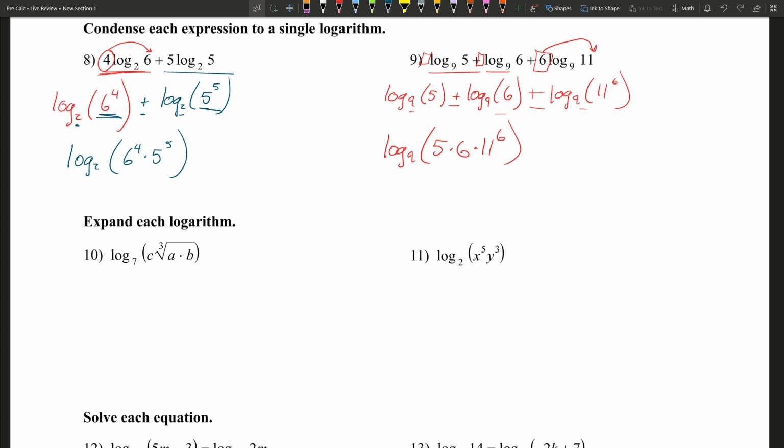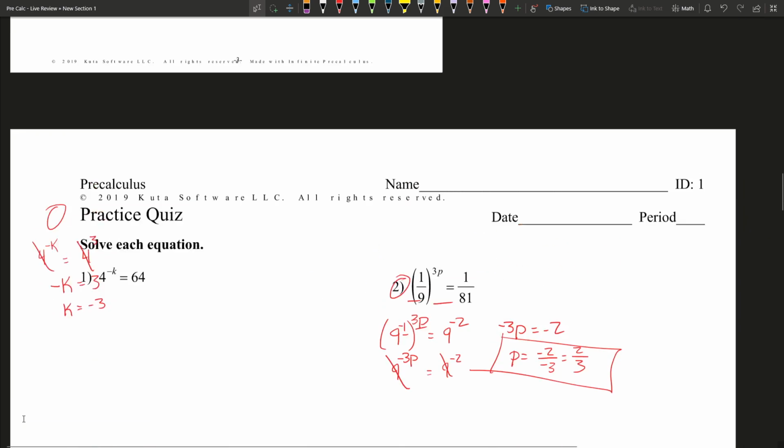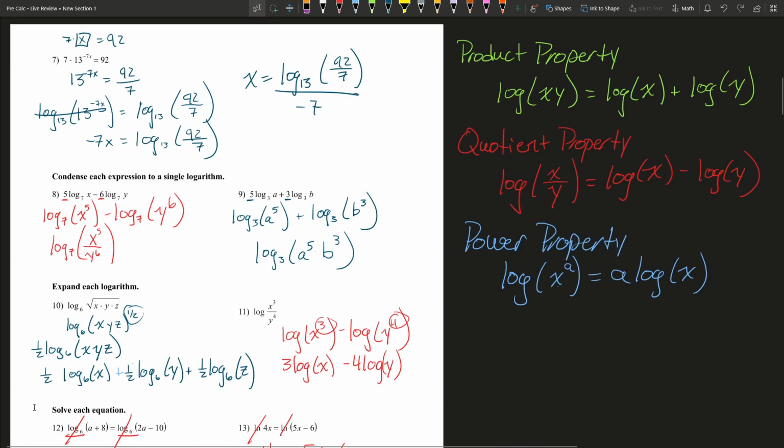All right, number 10 and 11 is the exact opposite of what we just did. So instead of condensing, we're expanding. From these properties, instead of moving left to right, which is what we just did, we're moving right to left. So we've got something that we can expand, and instead of condensing it, we're trying to expand it.